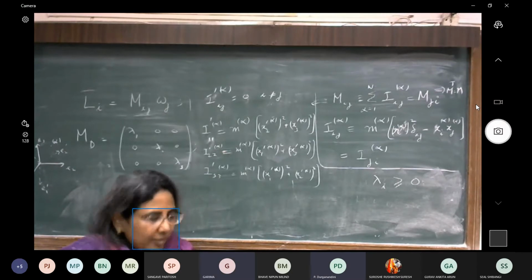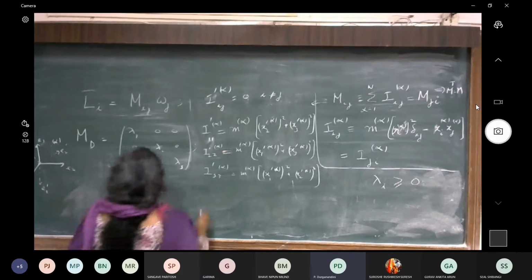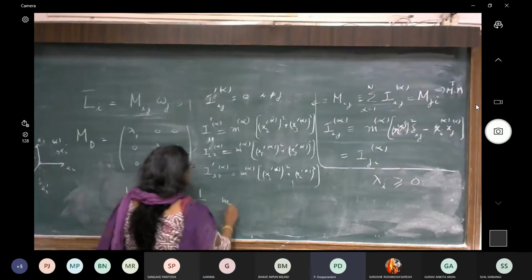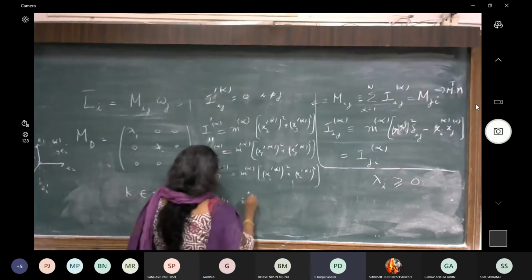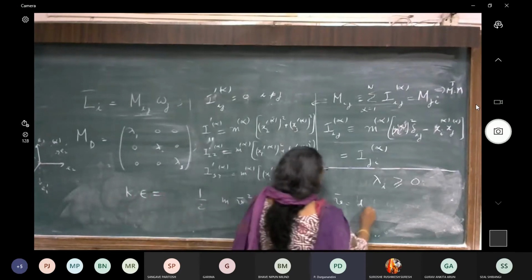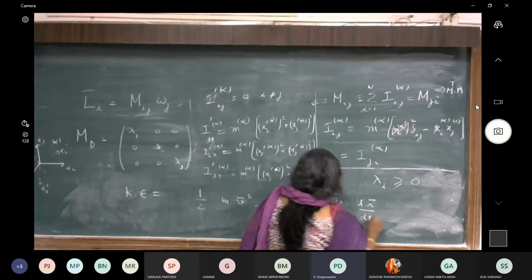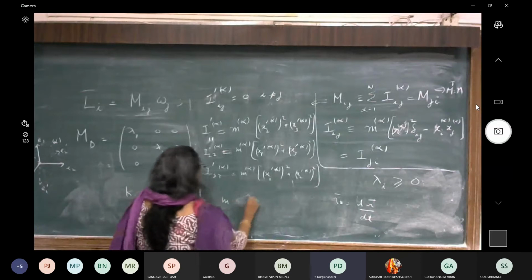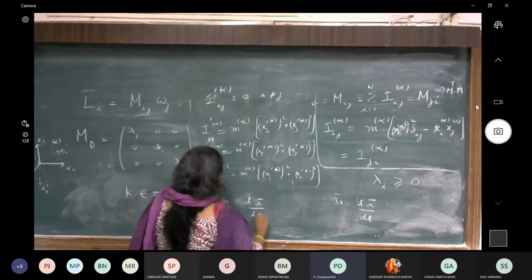Half mv squared. Half mv squared. So if I have one particle, then I'm simply going to get half mv squared. But your v is nothing but dr by dt, so I can write this as half m (dr by dt) squared.